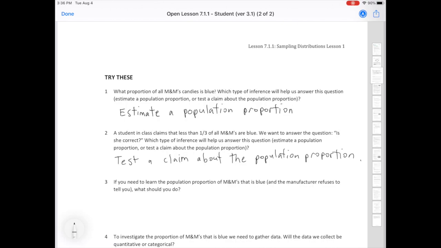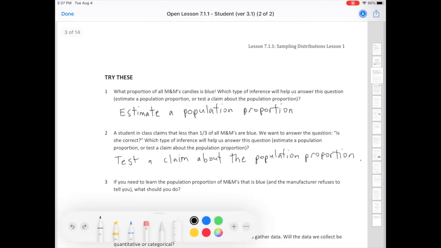If you need to learn the population proportion of M&Ms that is blue, and the manufacturer refuses to tell you, what should you do? Let's think about this question. A population proportion means we want to know the proportion of something being true. In this case, the thing that we care about is what is the proportion of M&Ms that are blue?